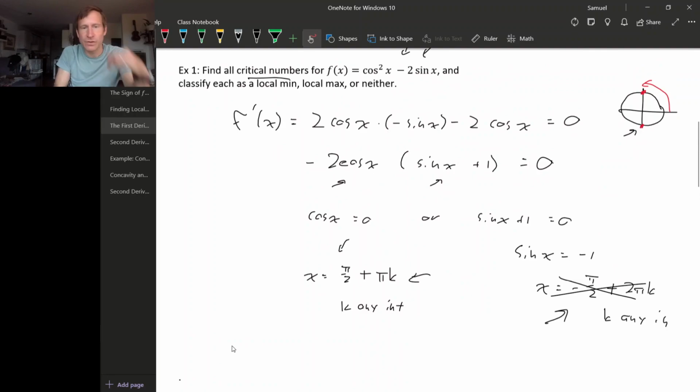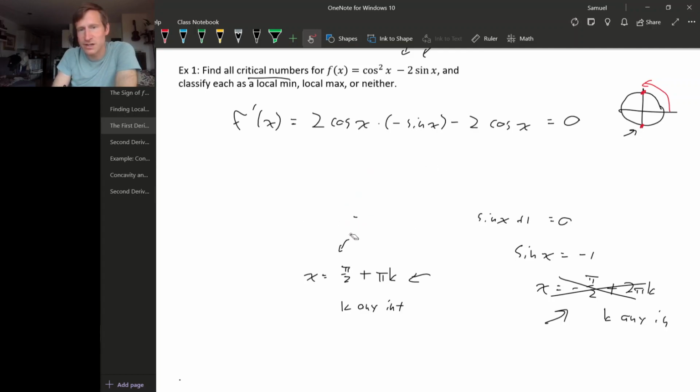Okay, so we have our critical numbers. To use the first derivative test to figure out which critical numbers are local mins and local maxes, we need to know where the derivative is positive and where it's negative, so that we can tell where it's changing sign from positive to negative and where it's changing from negative to positive. To do that, we can just make a sign chart, just like we were doing when we were figuring out where a function was increasing and decreasing. So let's make that sign chart.